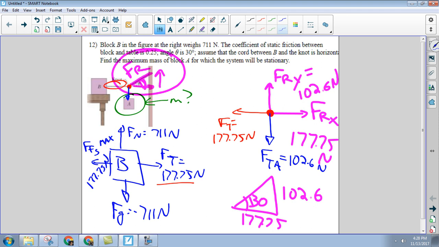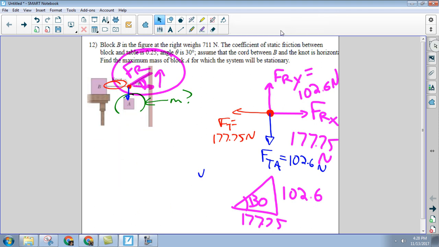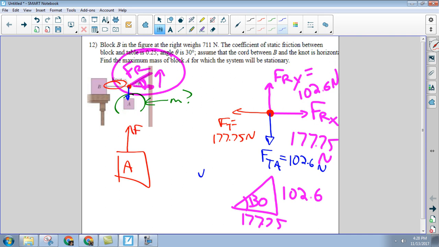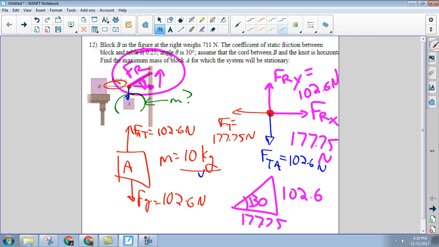So now if we erase this guy, now that we've got that all done, let's take a look at this block A. So here's block A. The idea is if A is pulling down with 102 newtons, then A must be being pulled up. So the force on A from the tension is 102.6 newtons. So that means our force of gravity must be 102.6 newtons. And so we can find the mass by just doing that divided by 9.8, and we get 10.5 kilograms, sorry. So it looks like on the answer key, for some reason I rounded off to 2 sig figs.